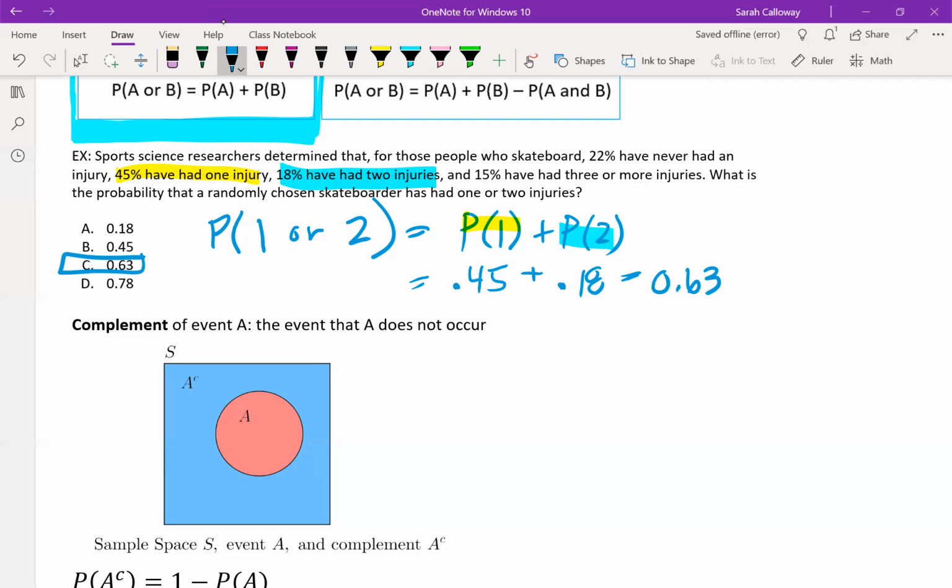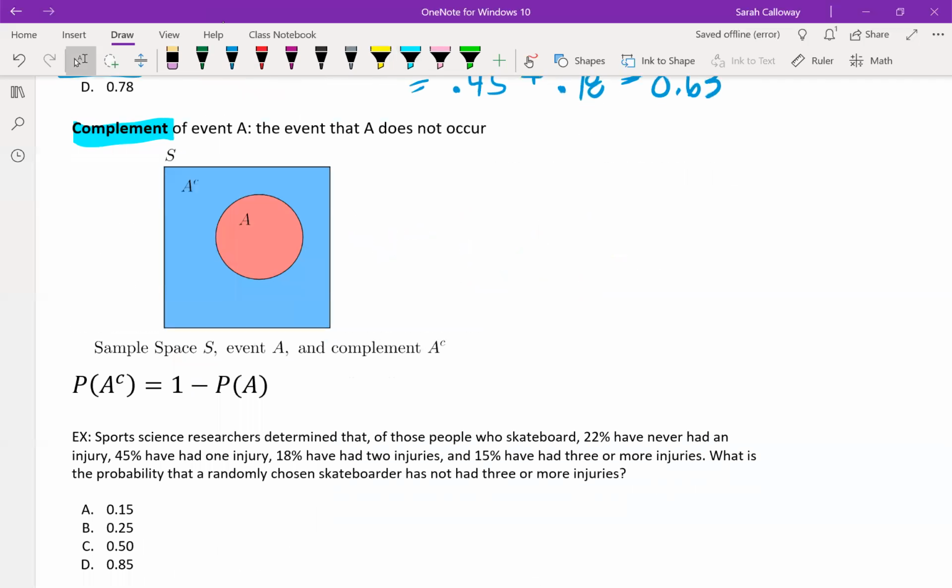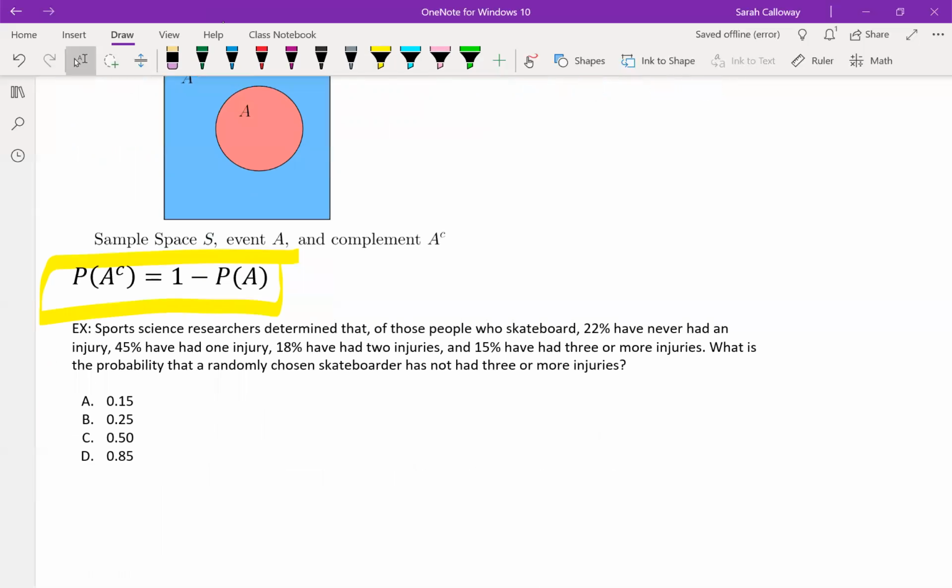The final concept that they talk about in this lesson is the complement of an event. The complement is the fact that the event doesn't occur. So if we're looking at a Venn diagram, which again, they'll go deeper into in the next lesson, the box represents my sample space and the circle represents event A. Everything else in the sample space that isn't in that circle is the complement of A. The formula that we'll use for this is that the probability of the complement of A is equal to 1 minus the probability of A.